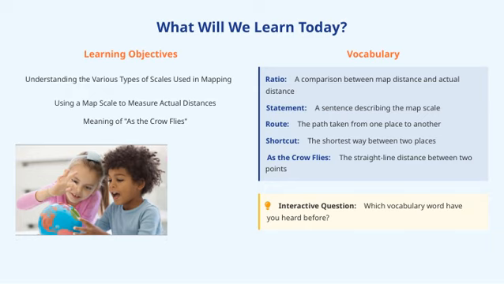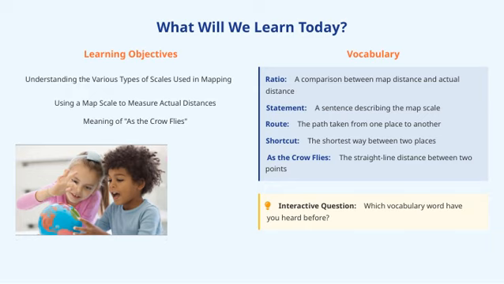Next is statement, which is a sentence that describes the map scale, like saying 1 inch equals 1 mile. We'll also cover route, which is simply the path you take from one place to another, and shortcut, meaning the shortest way to get between two locations. And of course, we'll revisit "as the crow flies," emphasizing that it's the straight line distance, not the actual travel route. To make this interactive, I'll ask you, which vocabulary word have you heard before?